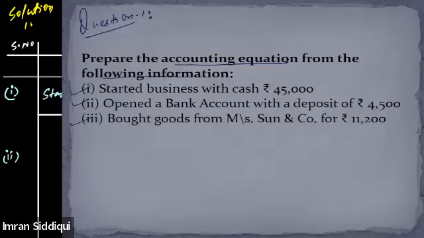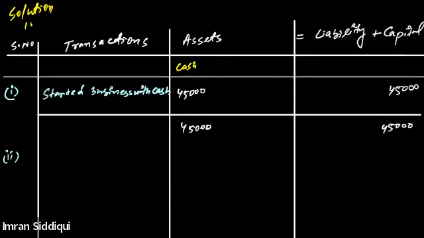So what is happening here is that the business is opening a bank account. So when a bank account is opened, what will happen? Bank balance will increase. There is one more asset that comes into existence, that is bank. Bank will increase by how much? Bank balance will increase by 4,500. Is that correct? Is that clear? Yes, sir.